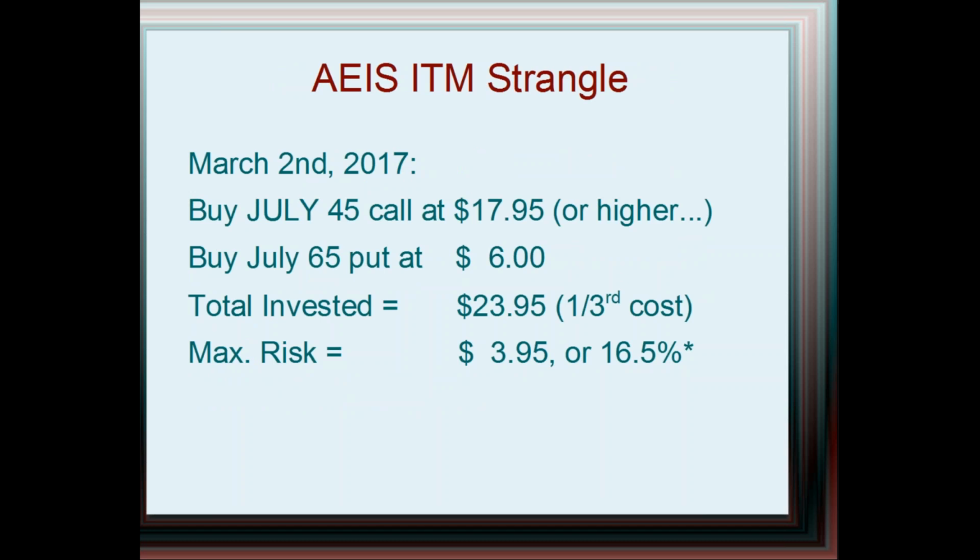On March 2nd, with AEIS at 62.42, we could go deep in the money and buy a July 45 call for $17.95 or likely higher. This had a delta of around 0.94. Why didn't I go to the 40, which had a delta of 0.98? Because there was an 8-point bid-ask spread at the time on March 2nd.